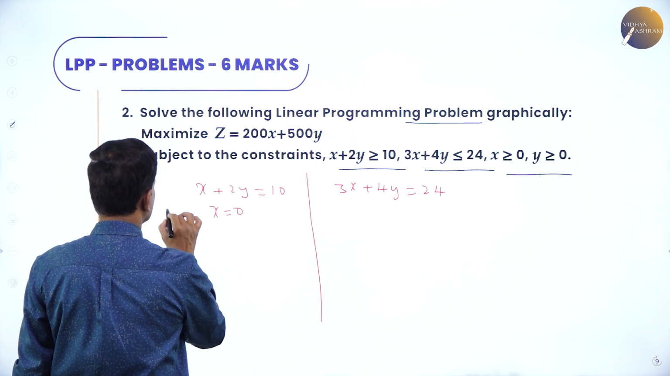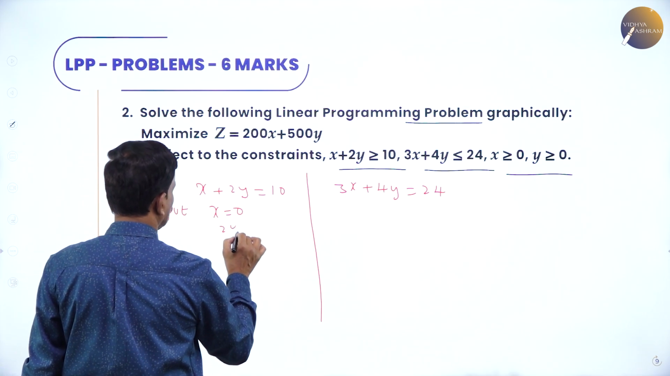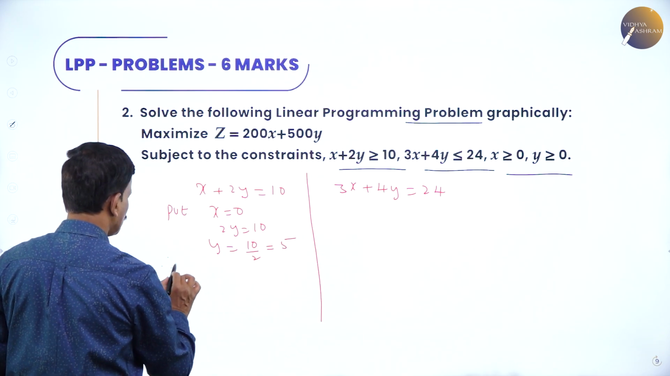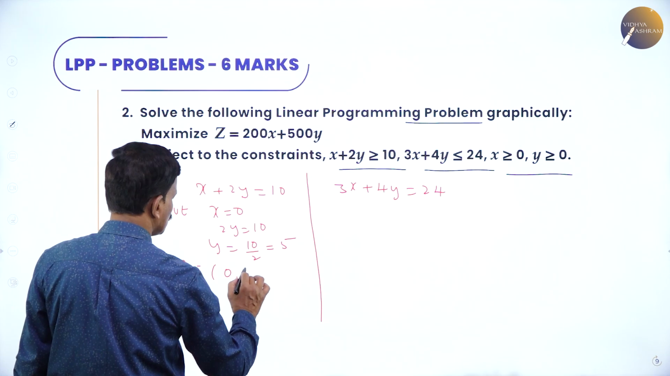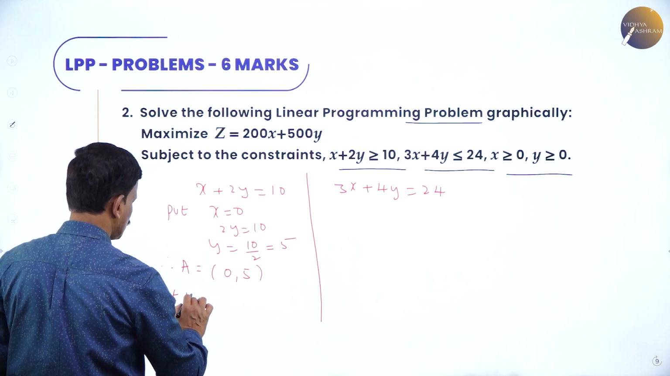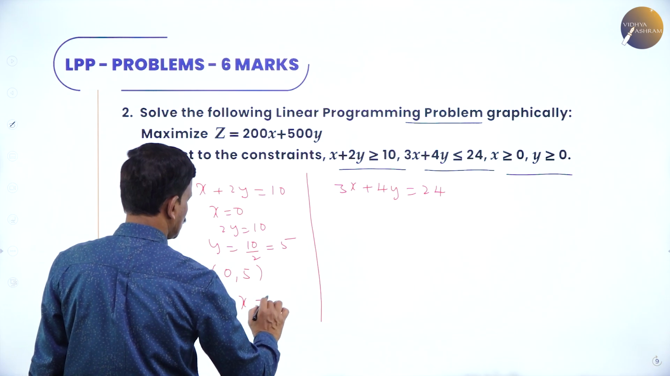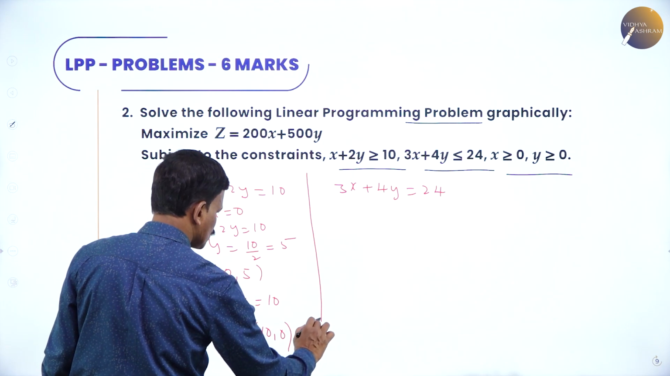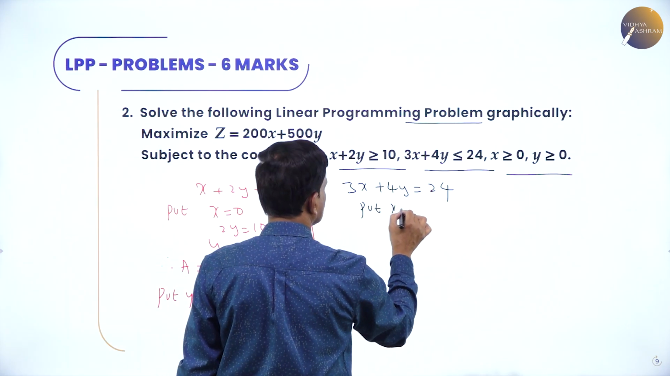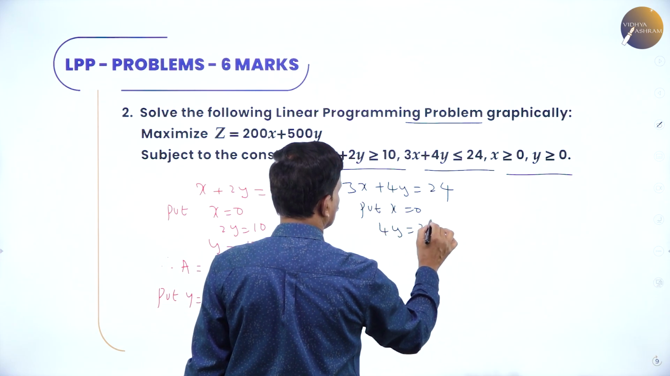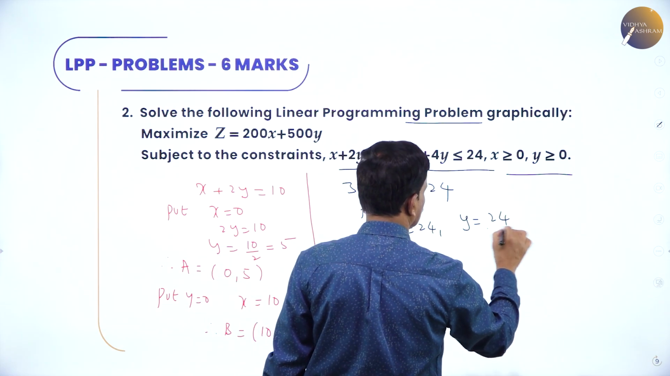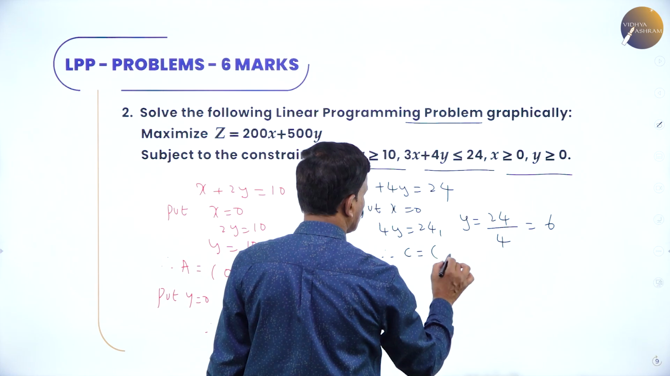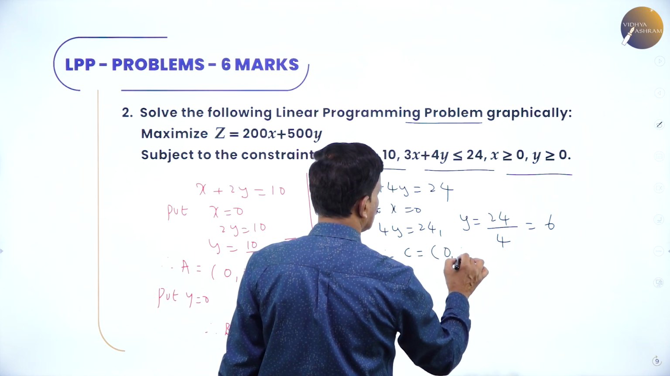Now put x is equal to 0, you will get 2y is equal to 10, y is equal to 10 by 2, that means 5. Therefore the first point A is equal to (0, 5). Now put y is equal to 0, x is equal to 10. Therefore the point B is equal to (10, 0). Now put x is equal to 0 in the second equation: 4y is equal to 24, y is equal to 24 by 4, that is nothing but 6. So the point C is (0, 6).